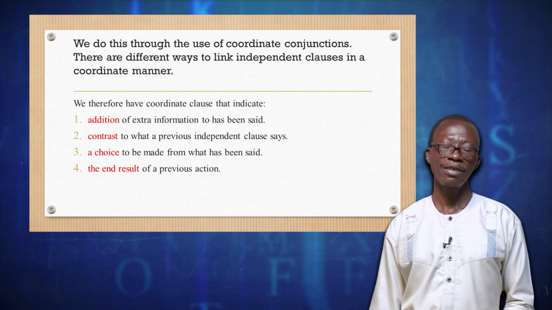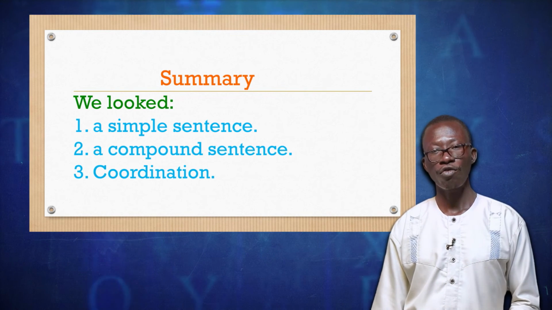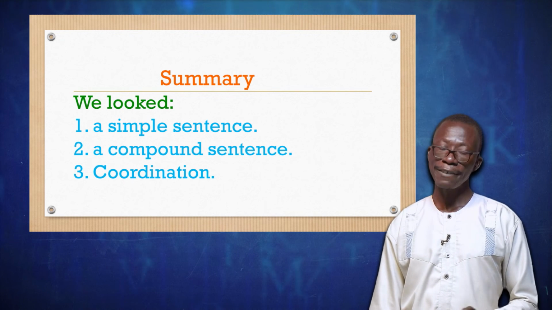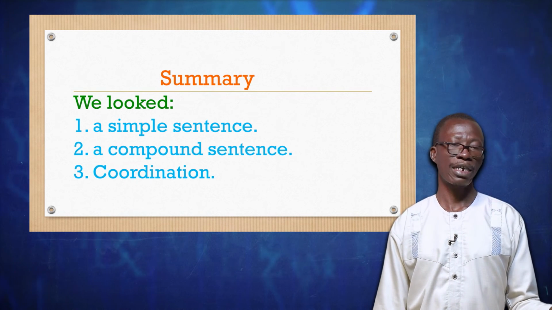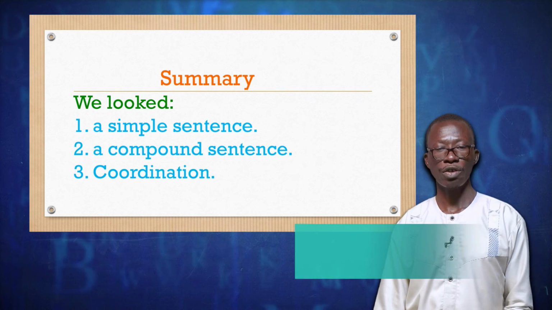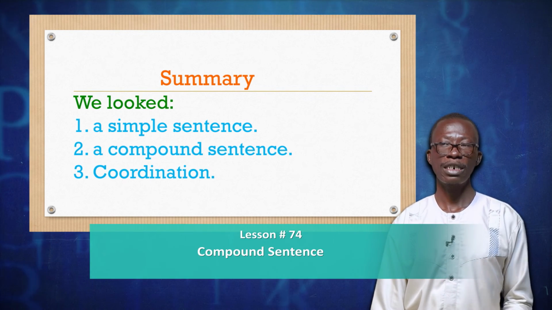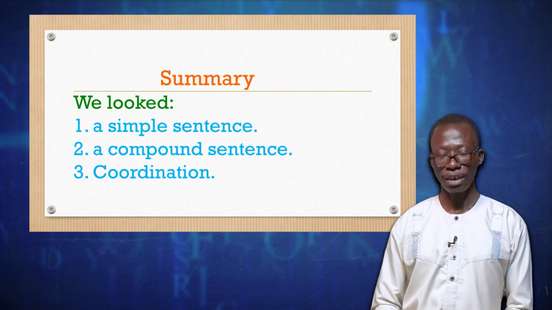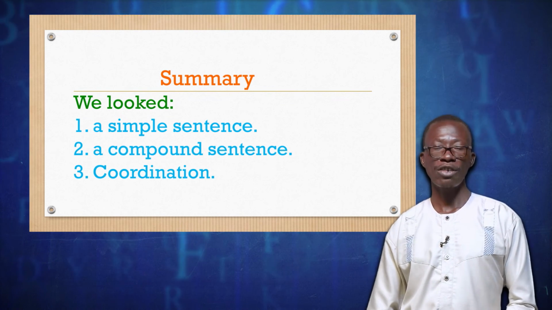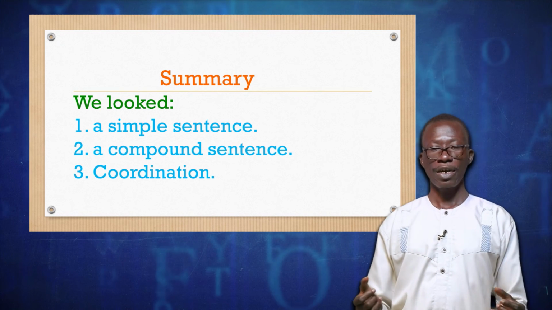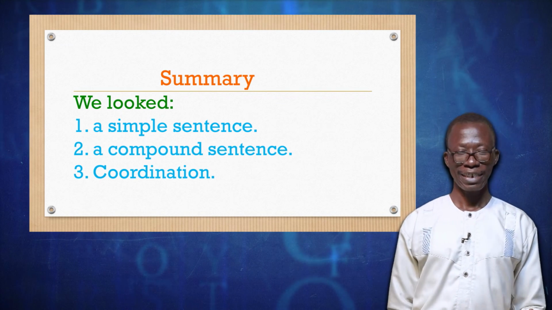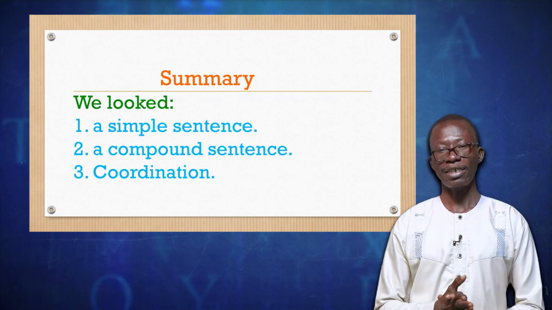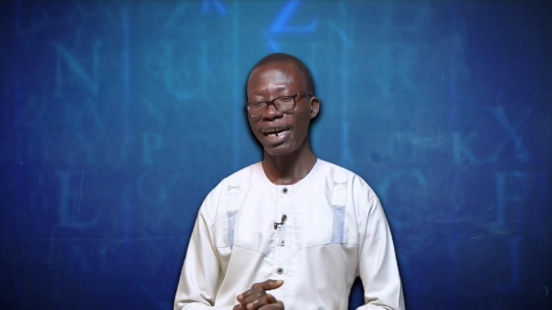In ending our lesson, let's have a summary of what we discussed. We looked at, one, a simple sentence. We say a simple sentence is a sentence that has one independent clause. Then we looked at a compound sentence. That is a sentence that is made of two independent clauses. Then we looked at coordination, and that is where you give equal weighting to the two independent clauses in your compound sentence. This is where time will permit us to be with you.